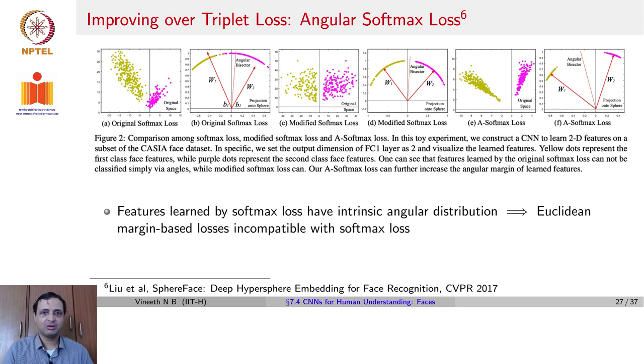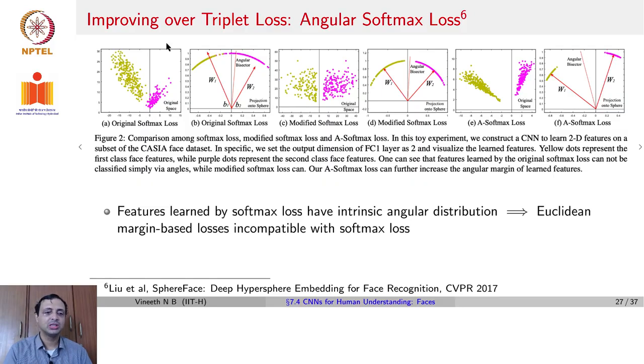Going further over triplet loss, in 2017 there was an approach known as angular softmax loss that intended to improve identification and verification performance with faces. It can also be used for other domains. And this set of diagrams from the paper illustrate the overall idea.